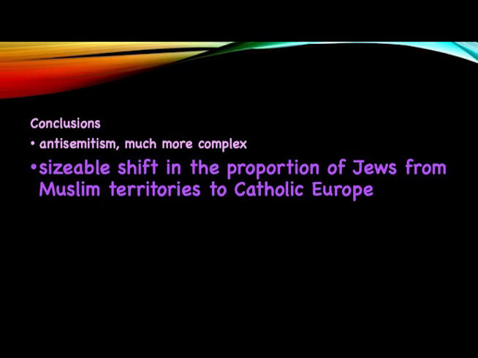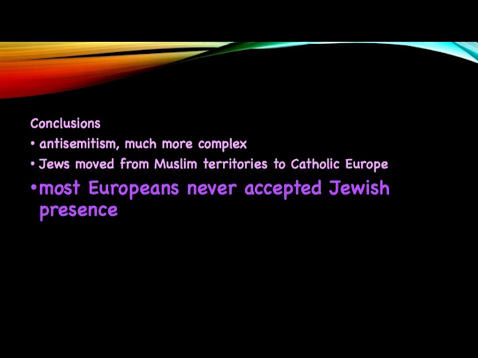Let's consider some additional conclusions about the history of anti-Semitism during the Middle Ages. The advantages European leaders offered to Jews to settle in Europe over the Middle Ages led to a sizable shift in the proportion of Jews from the 8th century to the 14th from Muslim territories to Catholic Europe. Despite monarchs' eagerness to exploit Jews by granting them the privilege to live and work in their kingdoms during the Middle Ages, most Europeans never accepted them.